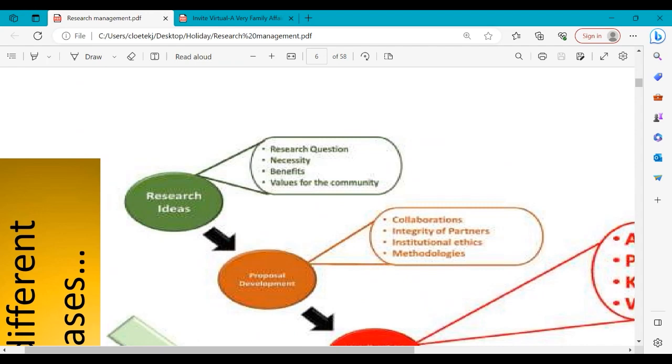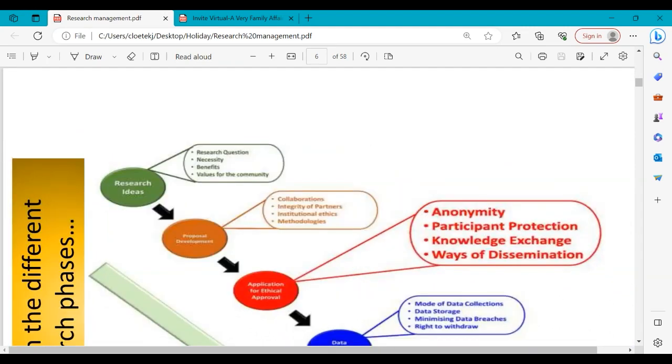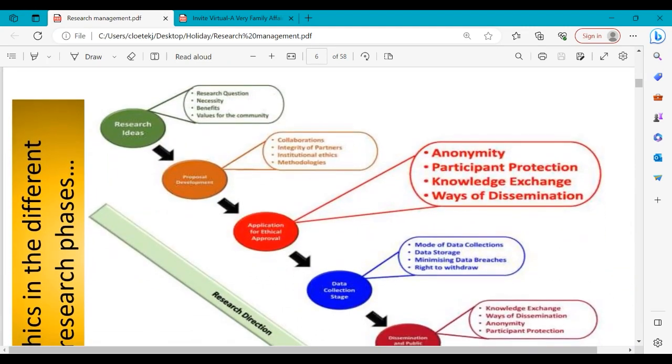Is this really necessary? Does it address a sustainable development goal? How will it benefit a community? Then when you look at your proposal development stage, you will look at collaborations. How will this benefit you?